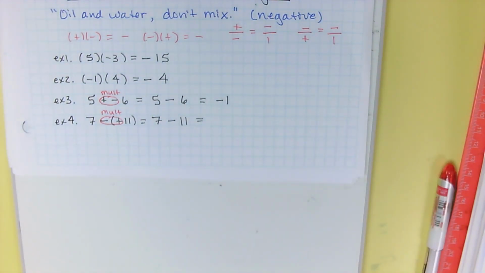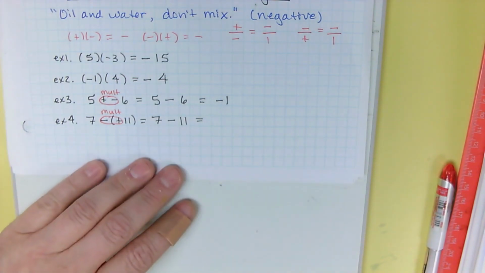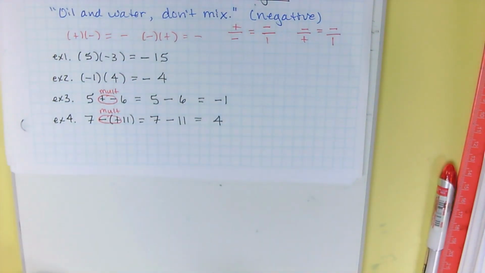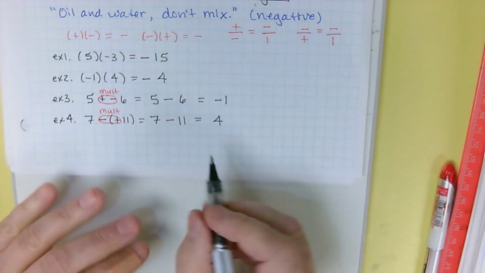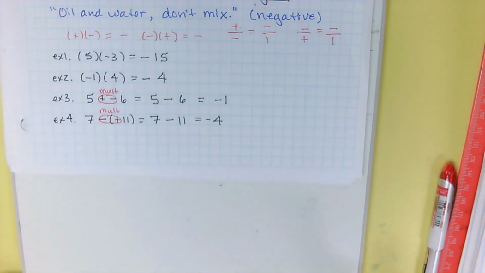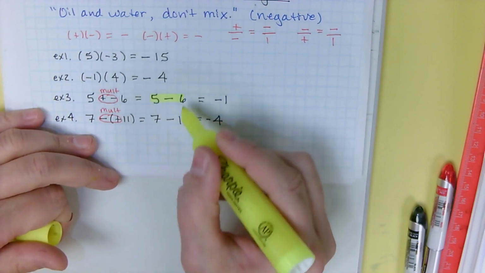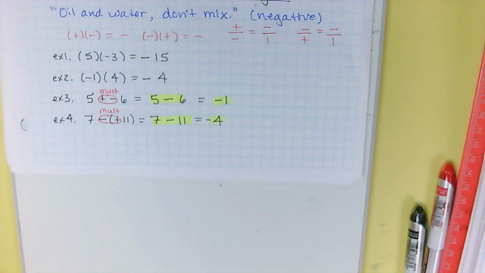Okay, and again, now we're using our add subtract rules. The signs are different, so subtract. 11 minus 7 is 4. The bigger number gives the sign. 11 is bigger, it's negative. The 4 is negative. Again, on your work, I want to see the single sign and the answer. You do not have to recopy the problem.